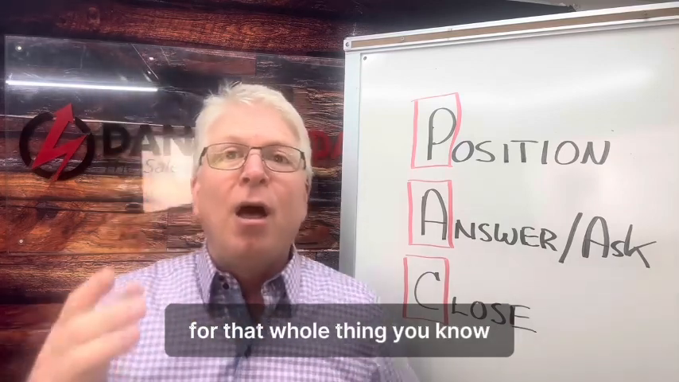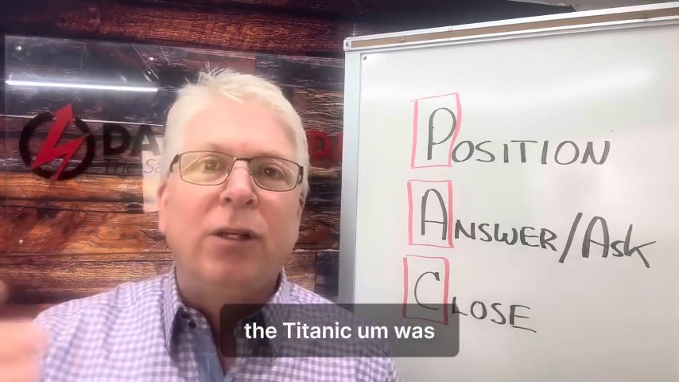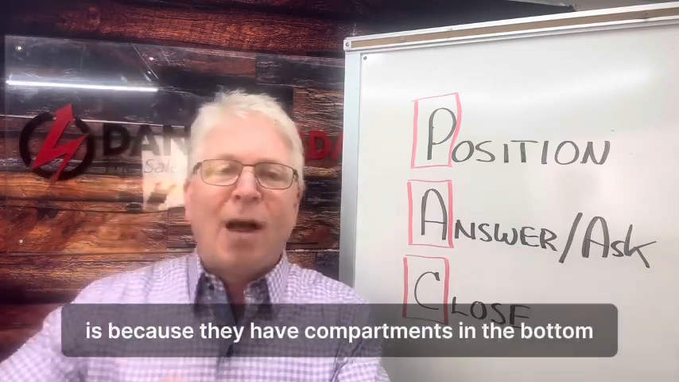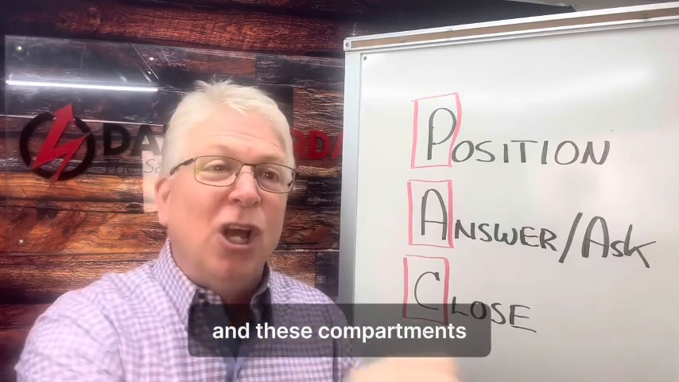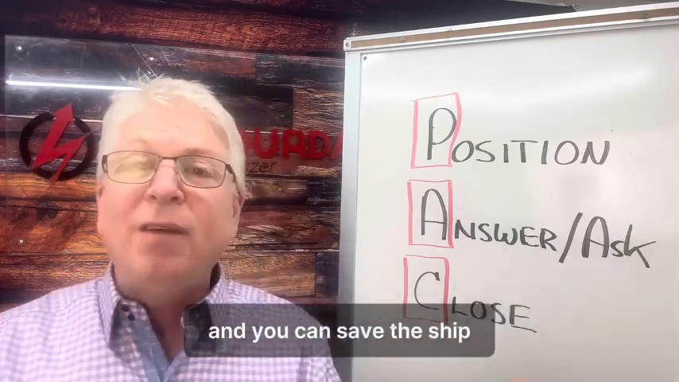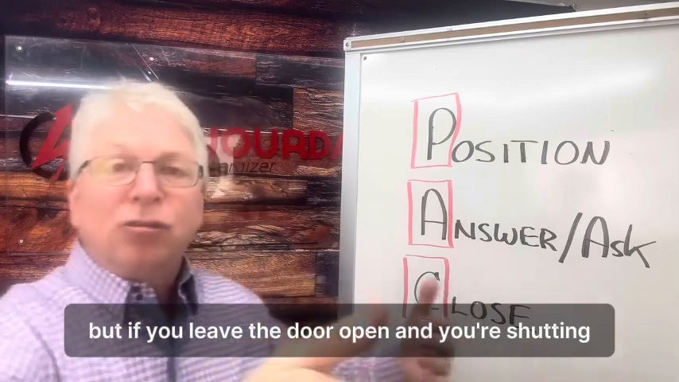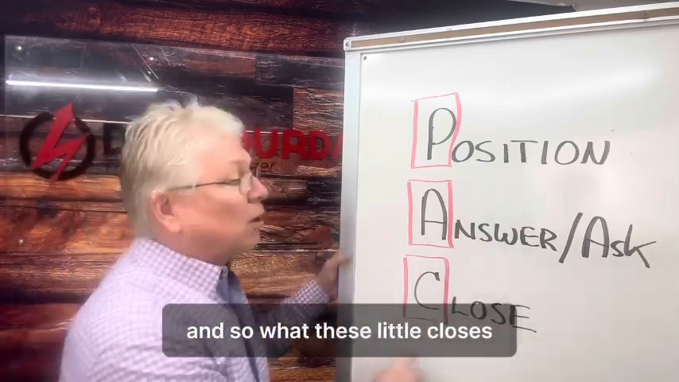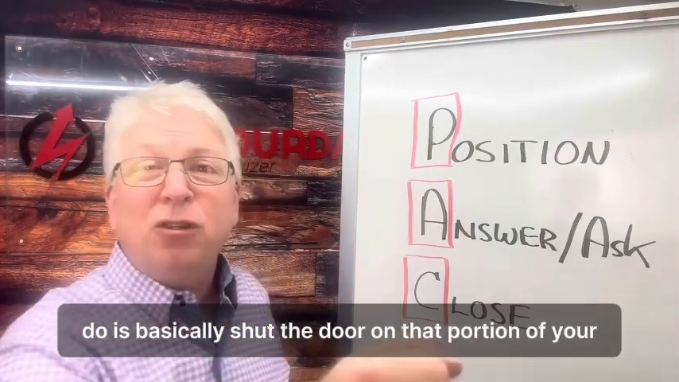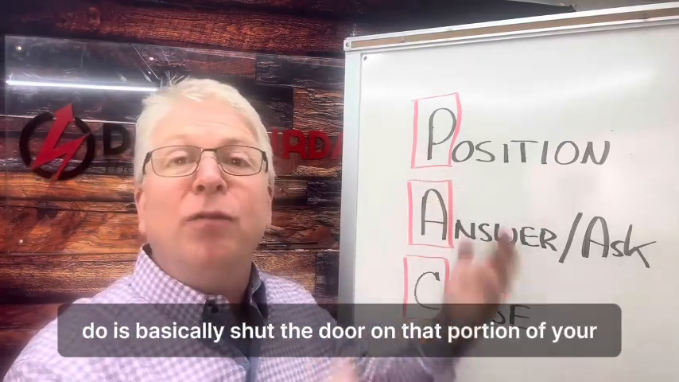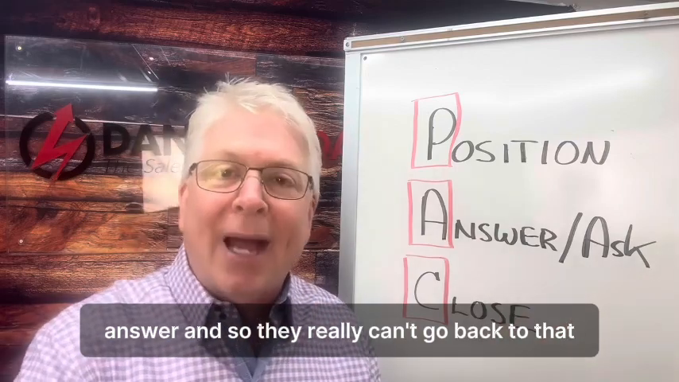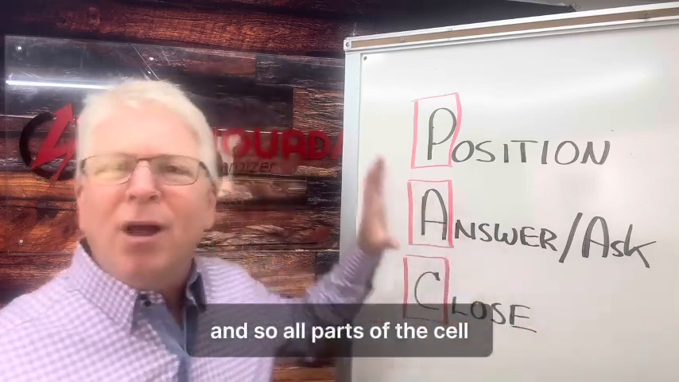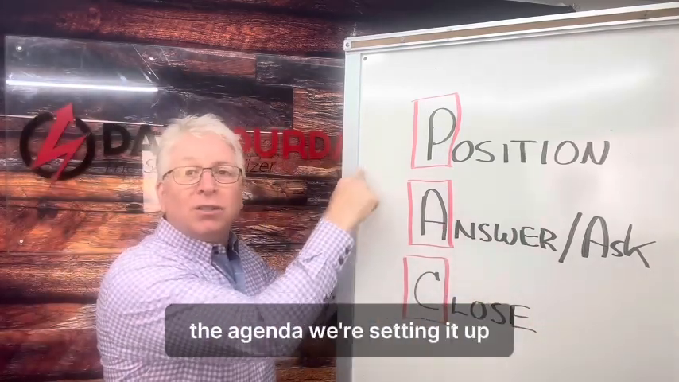and you can't go back to that because they've given you approval for that whole thing. You know, the Titanic was obviously a big ship, and the reason why it sank is because they have compartments in the bottom, and you could shut off each compartment and save the ship. But if you leave the door open, eventually the water can rush in, and that's what makes it sink. And so what these little closes do is basically shut the door on that portion of your answer. And so they really can't go back to that. Or you can go back to that and say, hey, remember you said this before. And so in all parts of the sale, the agenda, we're setting it up.